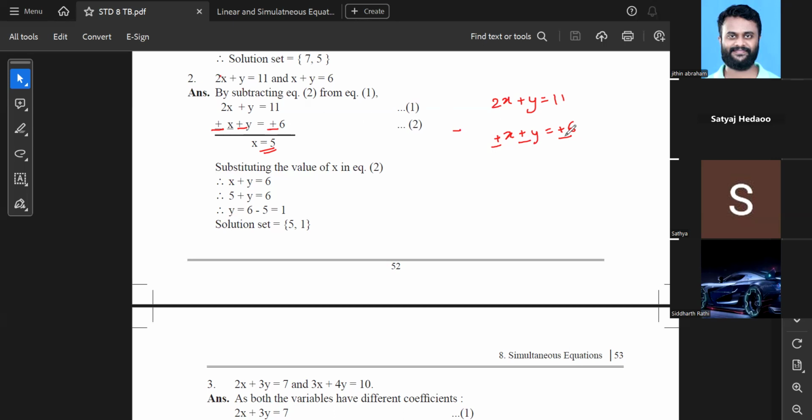Okay, sir. Understood. Okay. So from here we got x equal to 5. Now this value of x you can put anywhere. Either you put over here or you put over here. It doesn't matter. Wherever you put, when you solve, you'll get the value of y. So once you get x and y, your answer is complete. That's it. Is that clear to everyone?